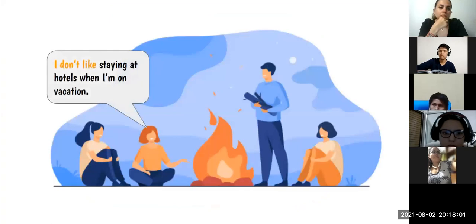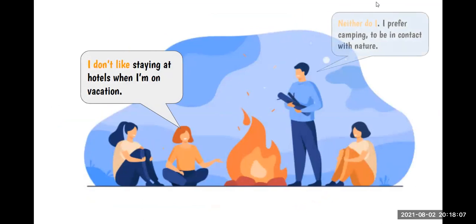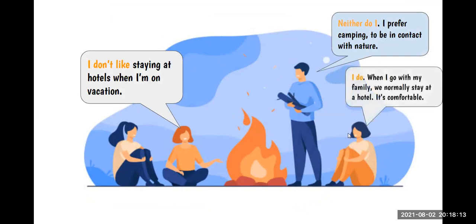Here we have another example. I don't like staying at hotels when I am on vacation. Neither do I. I prefer camping to be in contact with nature. Here we have I do. When I go with my family, we normally stay at a hotel. It's comfortable. Okay, so as you can see, this person is agreeing with this comment, but this one disagrees with the comment.